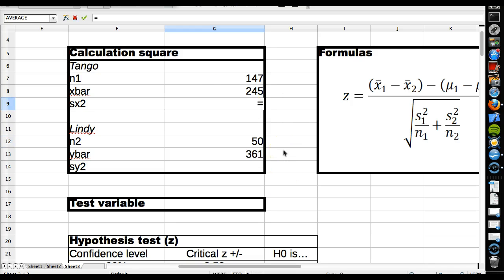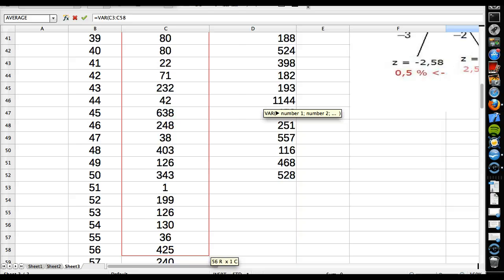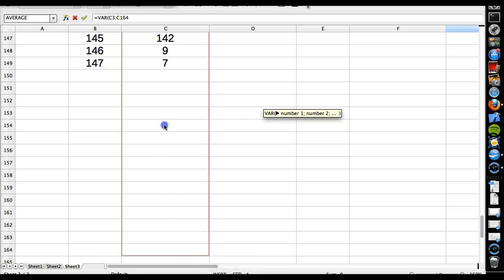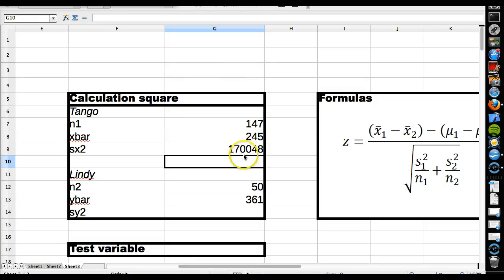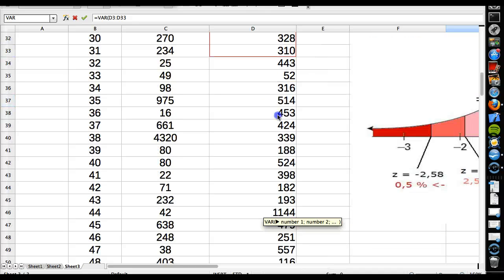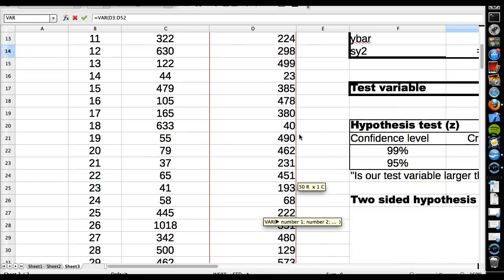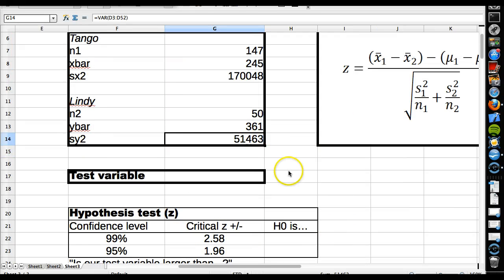So I'm going to calculate the variation using equal to VAR. I'm going to select my tango dancers here. Close that parenthesis, and it's equal to this number. For the Lindy Hoppers, I write equal to VAR. I'm going to calculate this for my Lindy Hoppers. So this is the variation that I'm calculating. Not the standard deviation, it's the variation. In some previous tutorials we have been using the standard deviation, just bear that in mind. But now we're using the variation, so we can see that we have the variation here for the Lindy Hoppers and we have the variation here for the tango dancers.